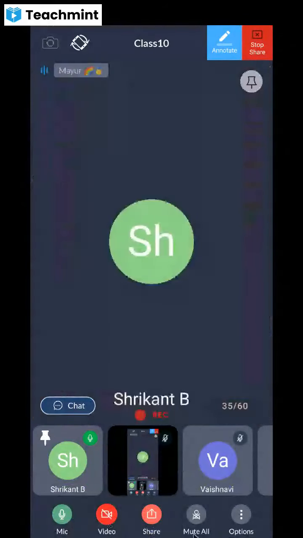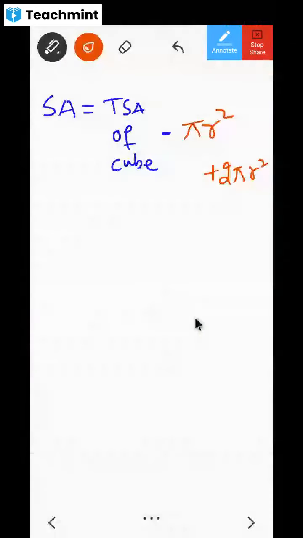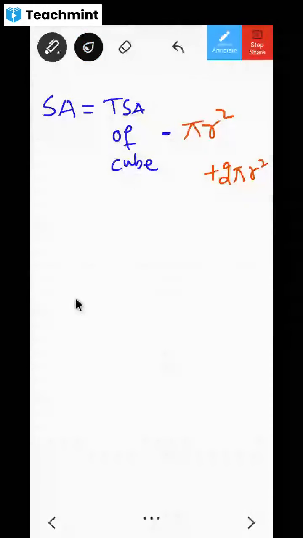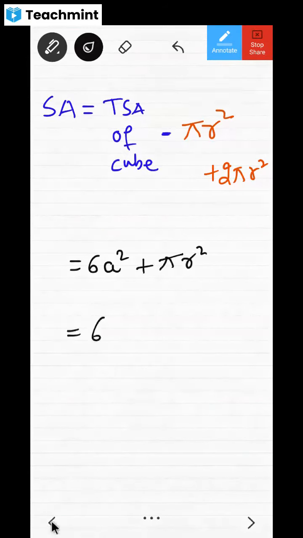So I hope everybody got it. So what I will do now, plus 2 pi r square, I will just write it. Then afterwards, I'm just going to add all these things. Total surface area of cube, what is the formula? 6a square. Then minus pi r square plus 2 pi r square, it becomes plus pi r square, no? Minus pi r square plus 2 pi r square, pi r square it becomes.